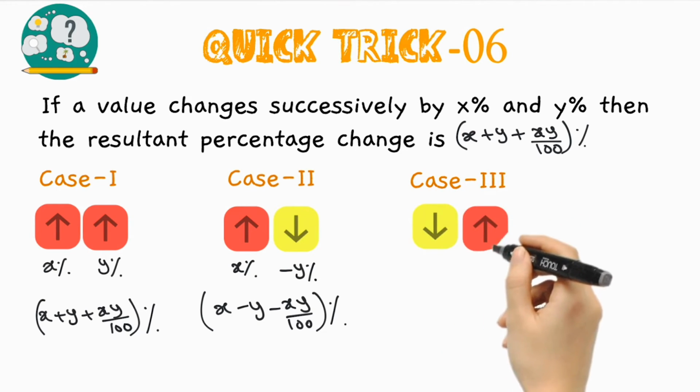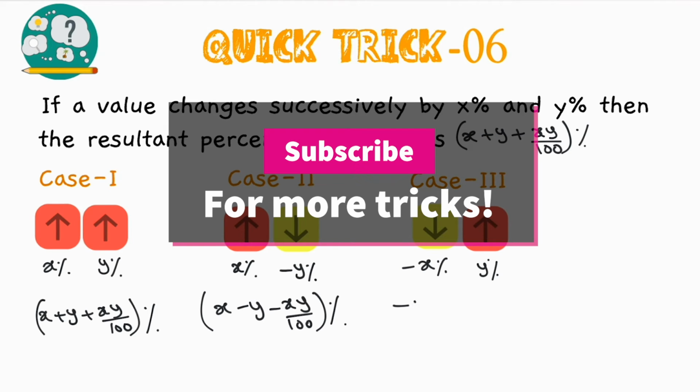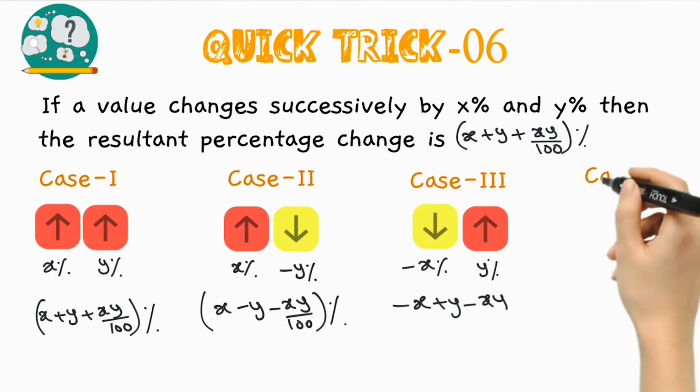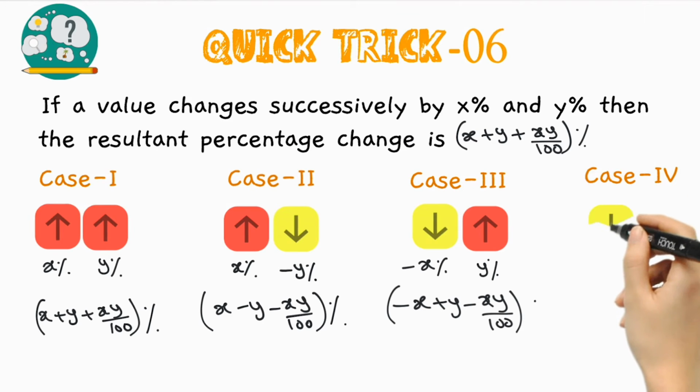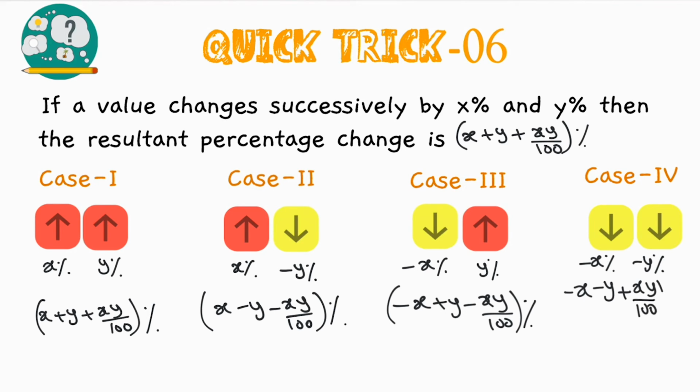Next, consider a decreasing x and increasing y, so that the resultant percentage change will be minus x plus y minus xy over 100. Next, in case 4, let us consider the decreasing x and decreasing y, so that the resultant percentage change would be minus x minus y plus xy over 100%. I hope you got the point here.